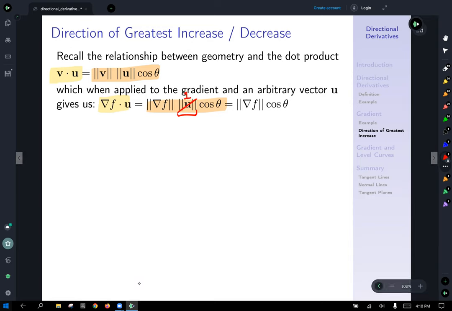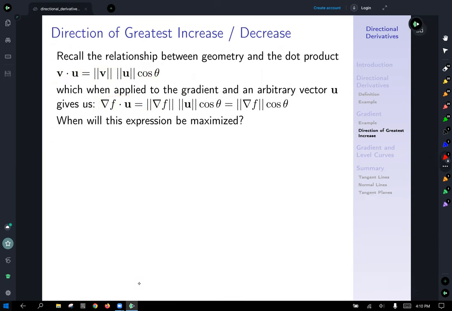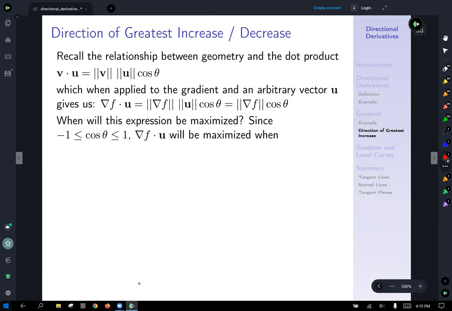And so anything multiplied by 1 is just itself. So that expression tidies up nicely to the magnitude of the gradient times cosine of theta. The title of this slide says the gradient tells us about the direction of the greatest increase or decrease. So when will this expression be maximized? Well, we know that cosine varies between negative 1 and 1, no matter what the angle.